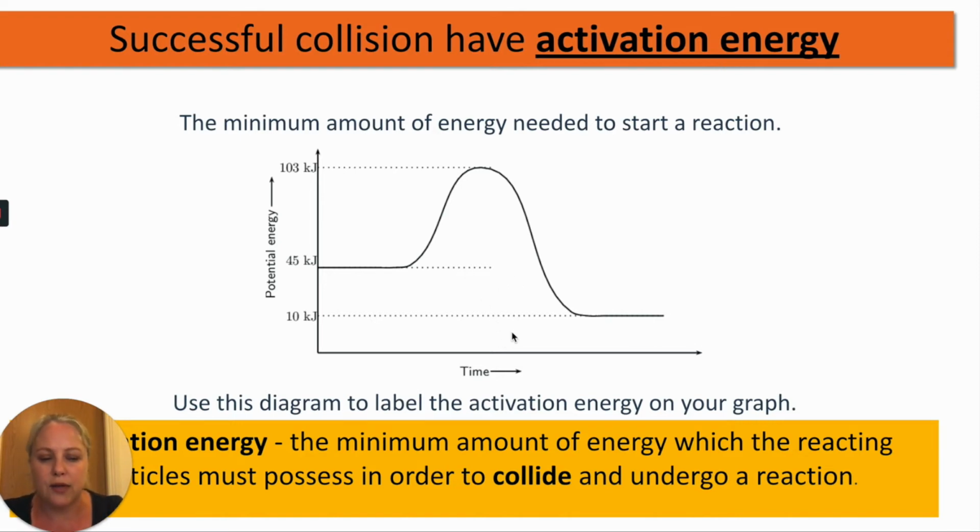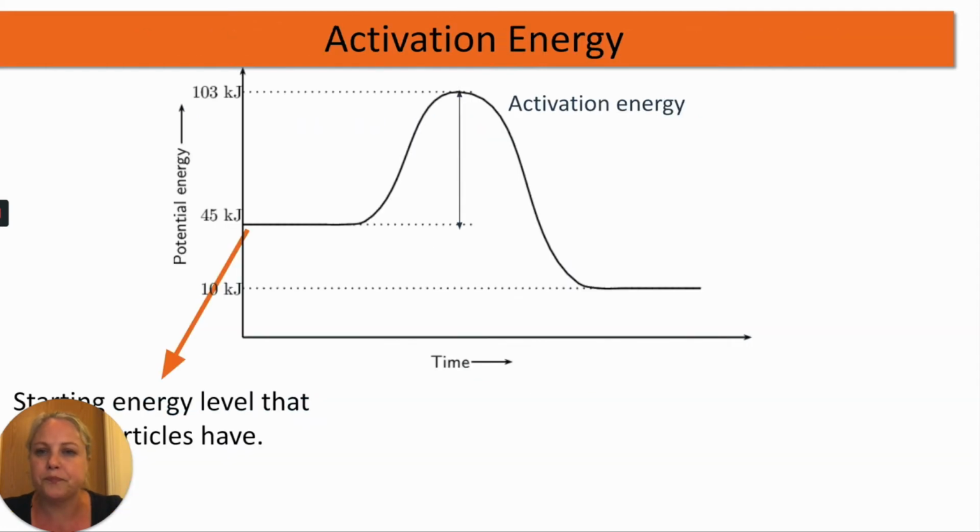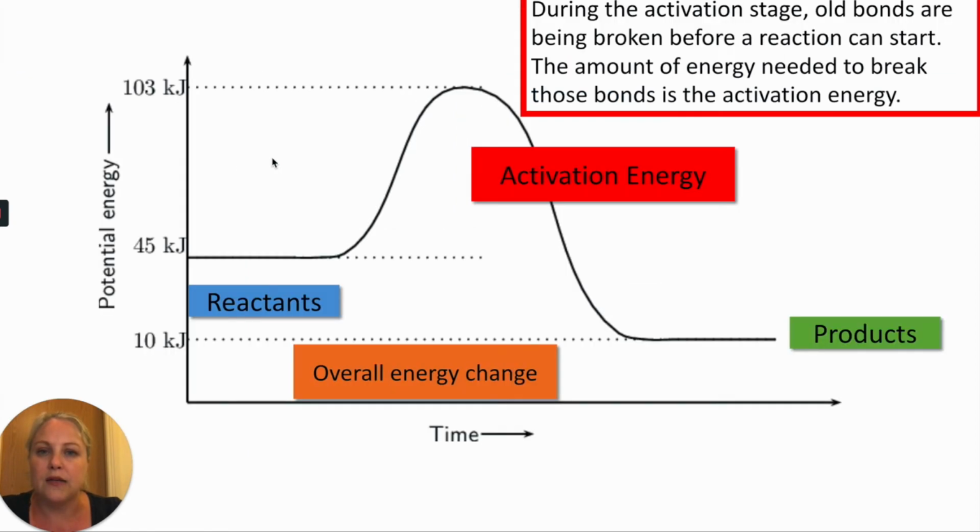Okay, so we're going to go through that a little bit more. Okay, so we said this is the starting energy level that the reactants have. This is the activation energy. This is the amount of energy that's needed. So it's between 45 to 103 kilojoules. So how much energy is the activation energy in this example? Okay, not always the same, but this is just an example.